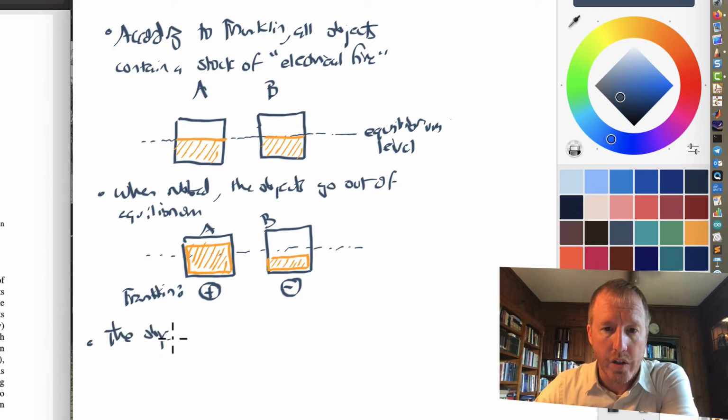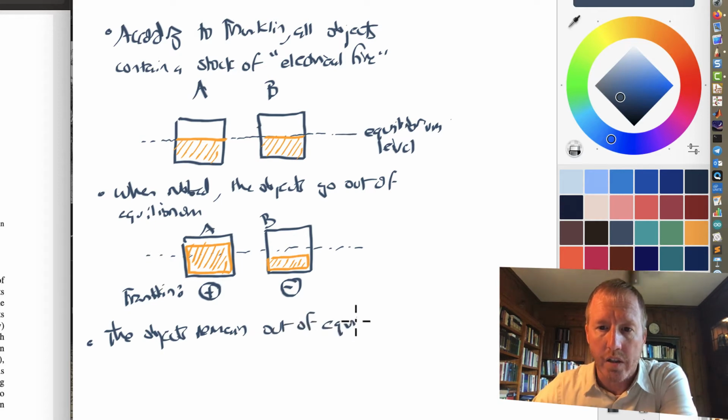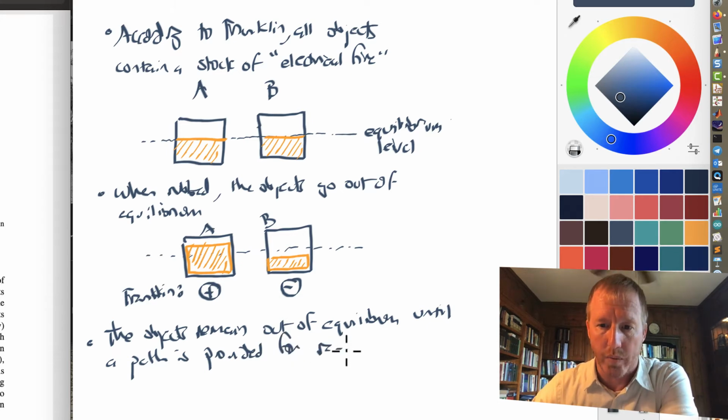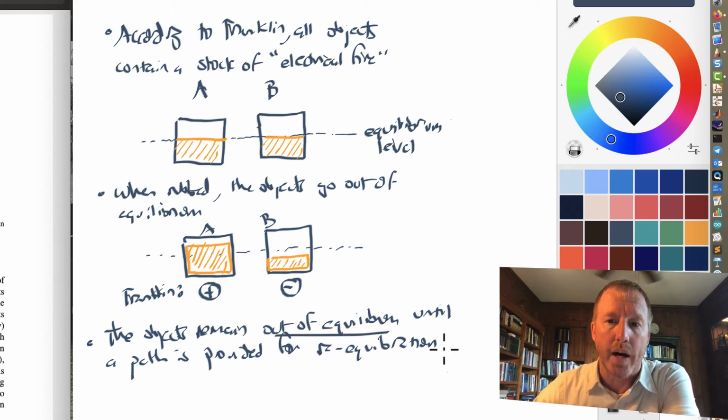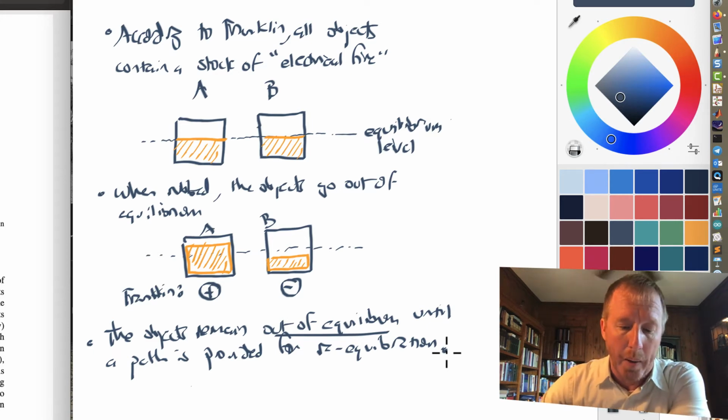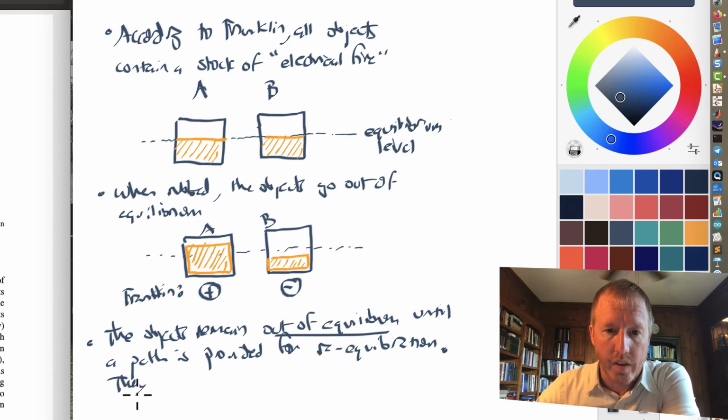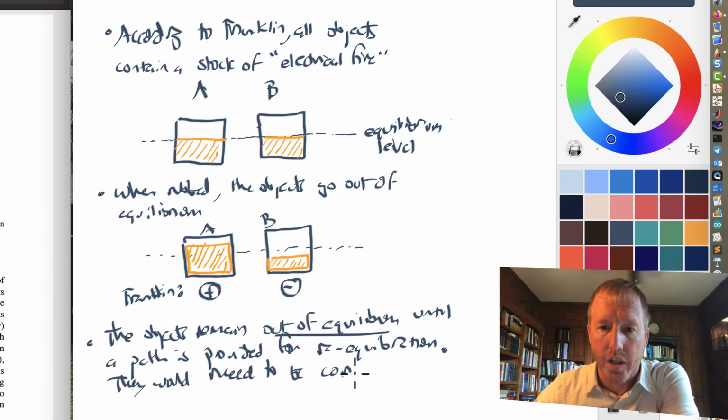So the objects remain out of equilibrium until a path of some sort is provided for re-equilibration. So they're out of equilibrium until then. So they would need to be connected, we would say, by a conducting material.